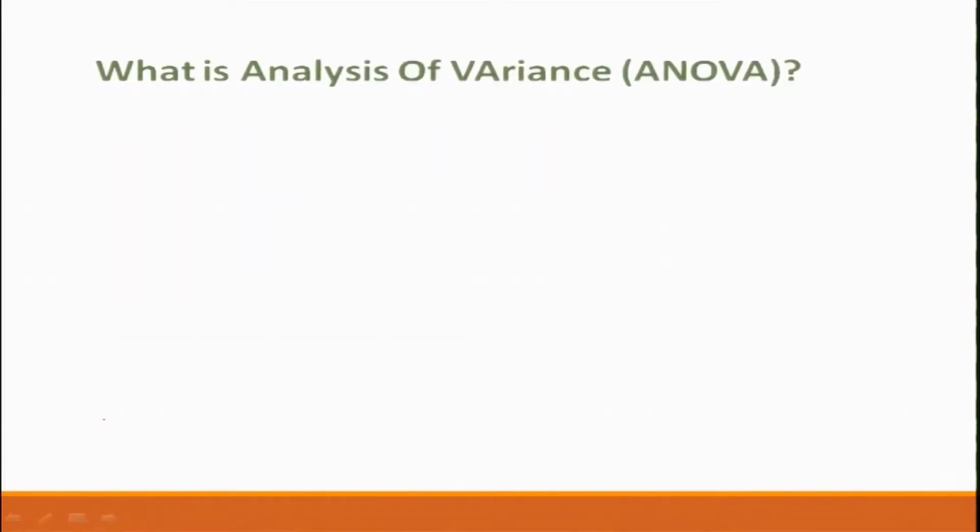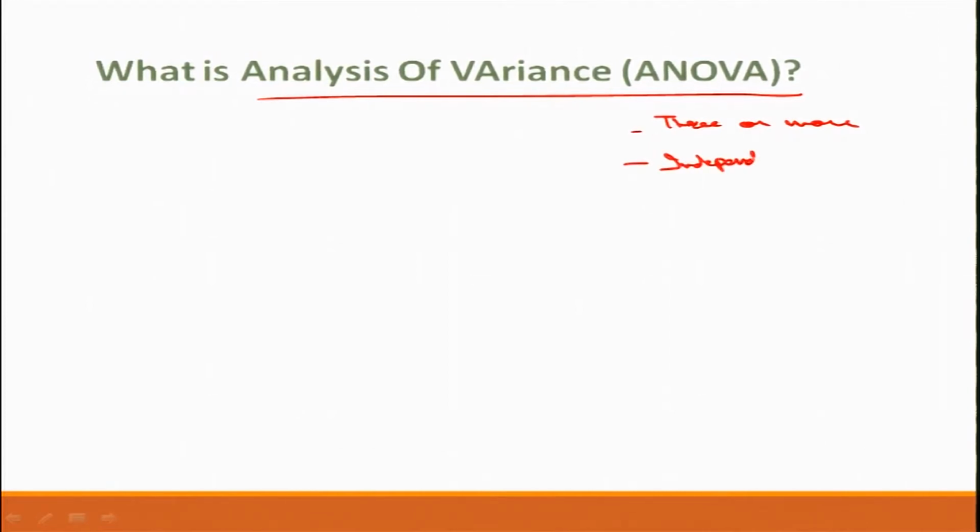So, what is analysis of variance? Analysis of variance or ANOVA is a statistical technique that is used to see if there exist significant differences between means of 3 or more independent or unrelated groups.